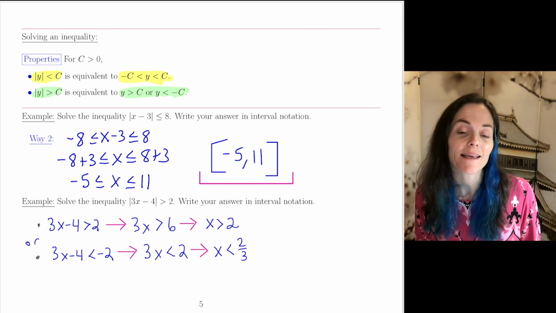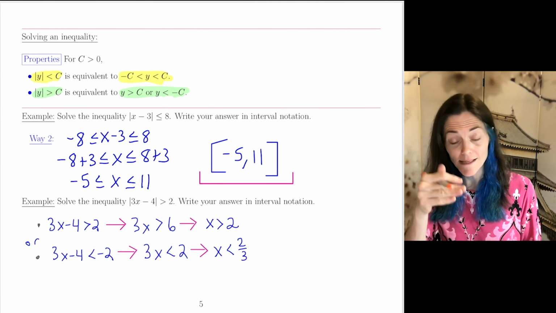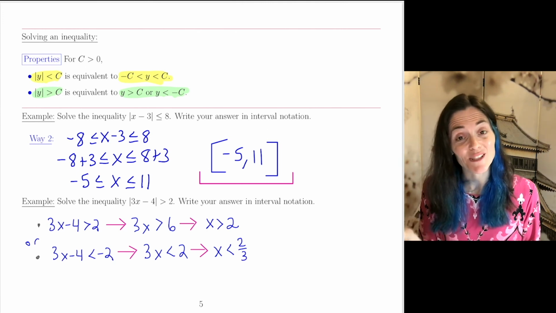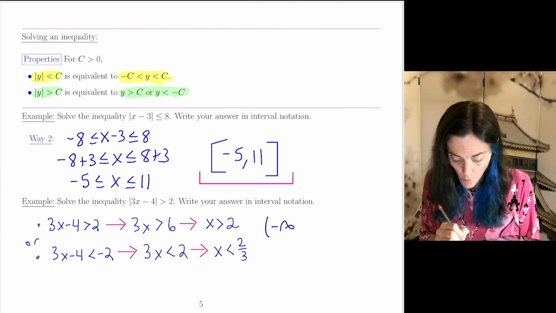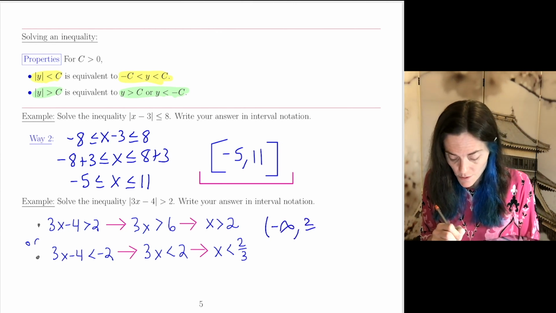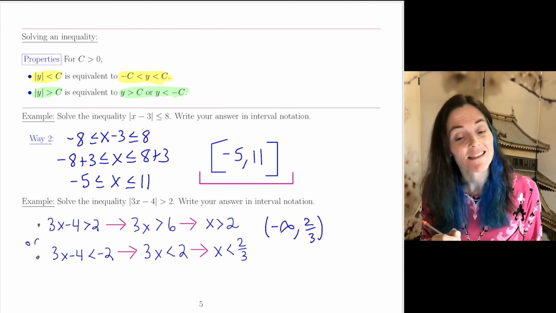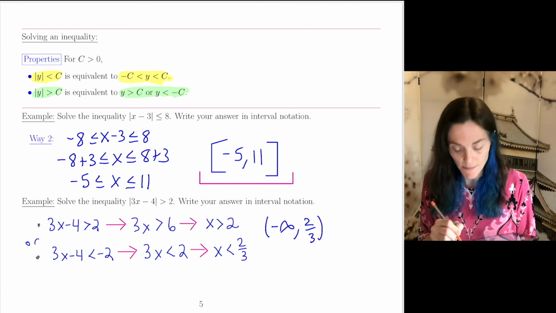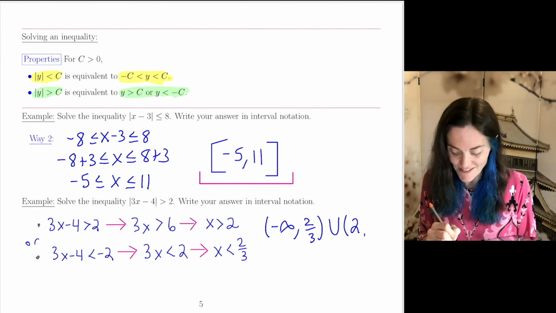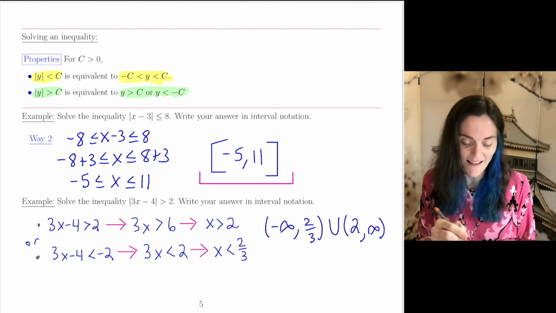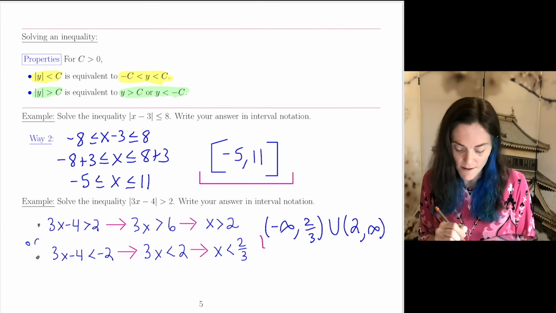Let's write our final answer in interval notation. We see it's going to be a union of two intervals. The bottom one is minus infinity to 2/3. This is the x less than 2/3. And then we have union. We have x bigger than 2, which is 2 to infinity. So this is the answer here.